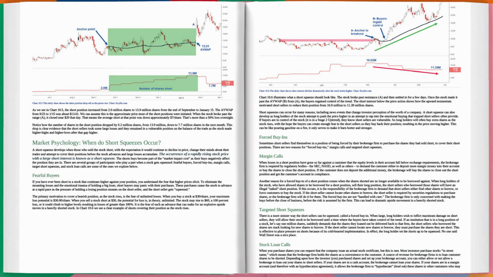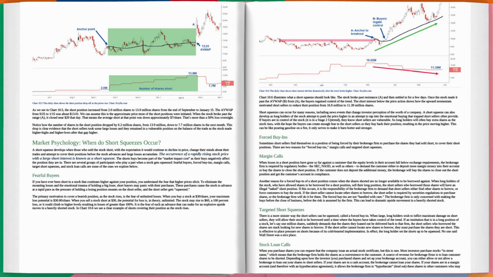As we see in Chart 10.5, the short position increased from 2.0 million shares to 13.9 million shares from the end of September to January 15. The AVWAP from 0.36 to 0.06 was about $13.01. We can assume this is the approximate price at which most of the short positions were initiated. When the stock broke past the range A, it closed near $20 that day. That means the average short at that point was down approximately $7 per share. That's more than a 50% loss overnight.